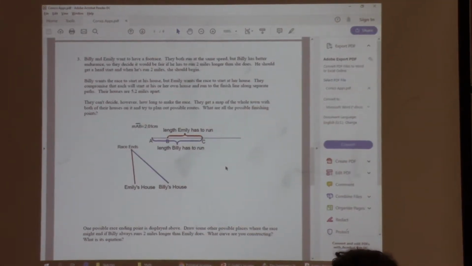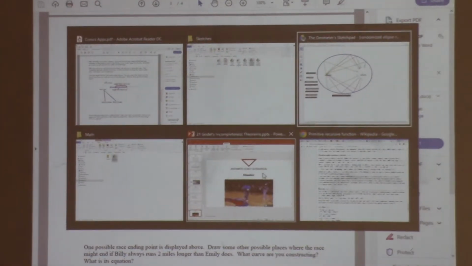Billy and Emily want to have a foot race. When does the period end? 20 minutes, that's all? 20 or 30 is not really the kind of precision I'm looking for. It ends at 11:09. Yeah, 11:09.